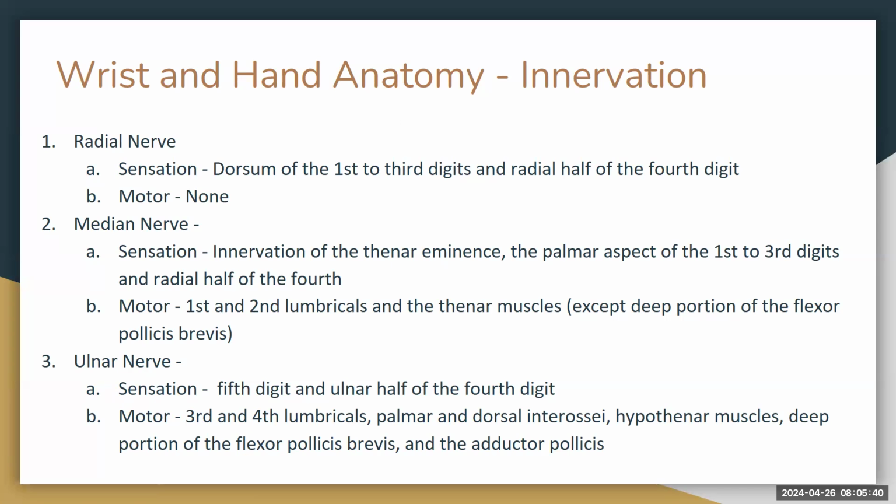And then ulnar nerve, sensation to the fifth digit and the ulnar half of the fourth, and then motor to the third and fourth lumbricals, palmar and dorsal interosseous, the hypothenar muscles, and then one of the thenar muscles, the deep portion of the flexor pollicis brevis, and the adductor pollicis.